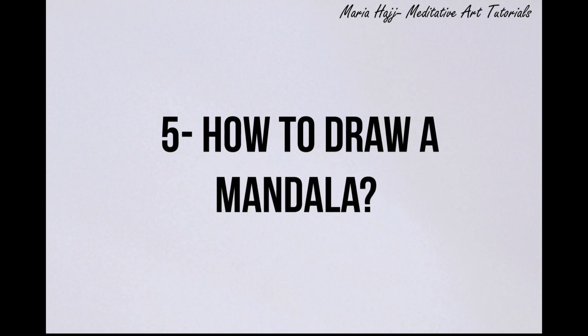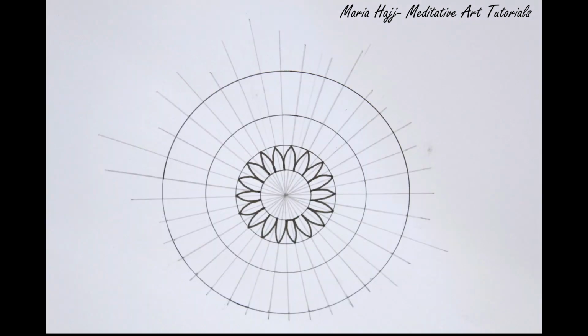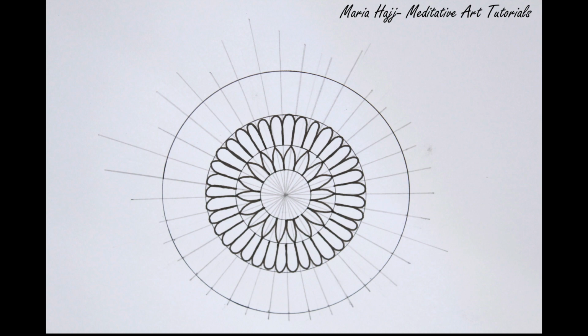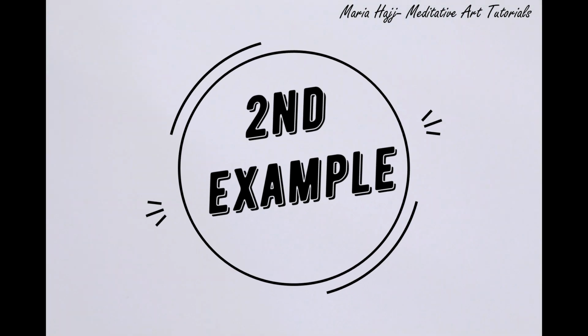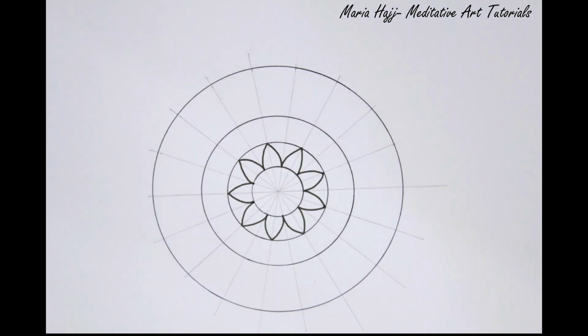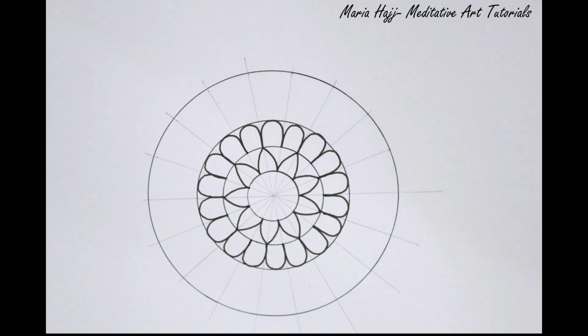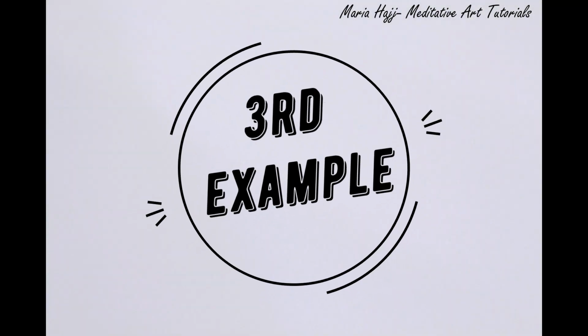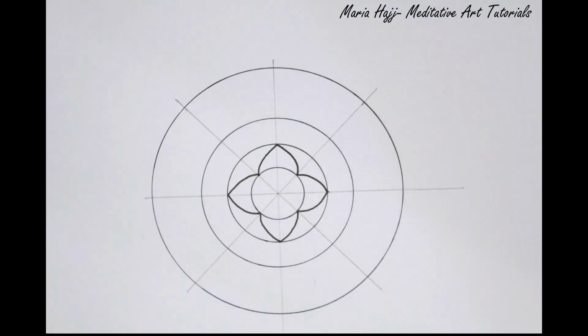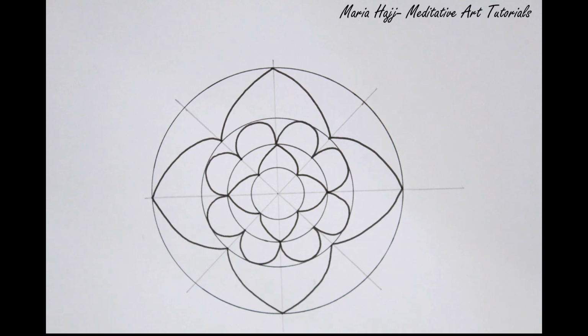Fifth question, how to draw a mandala? First example, how to fill a mandala grid with lines separated by 10 degrees. Second example, how to fill a mandala grid with lines separated by 20 degrees. Third example, how to fill a mandala grid with lines separated by 45 degrees.